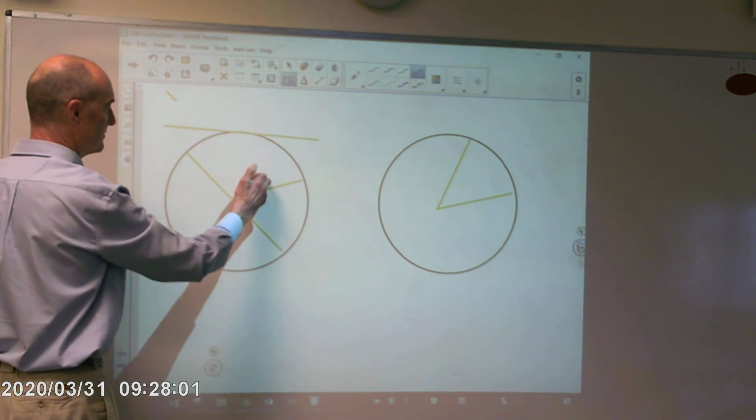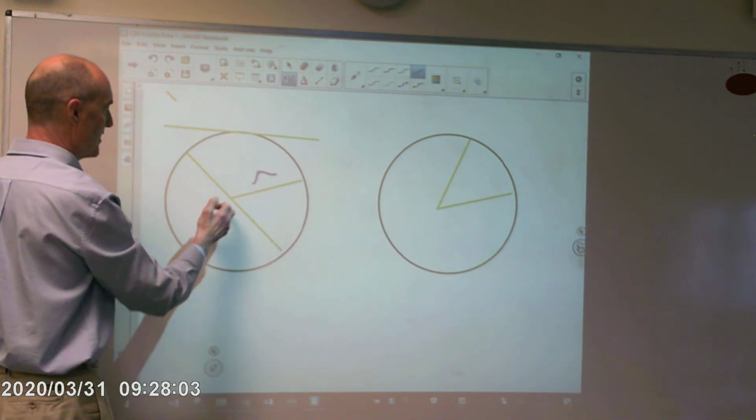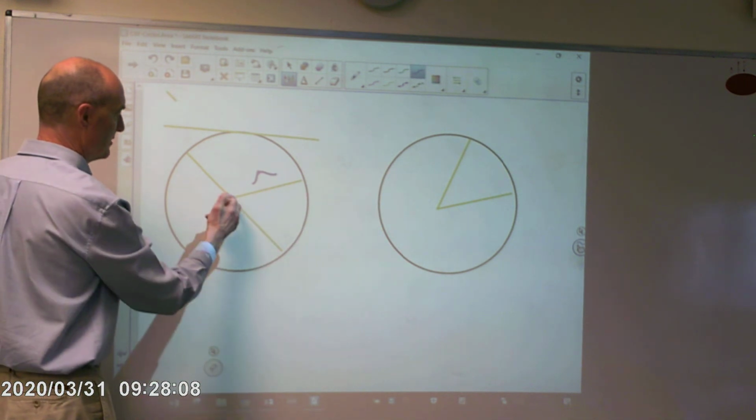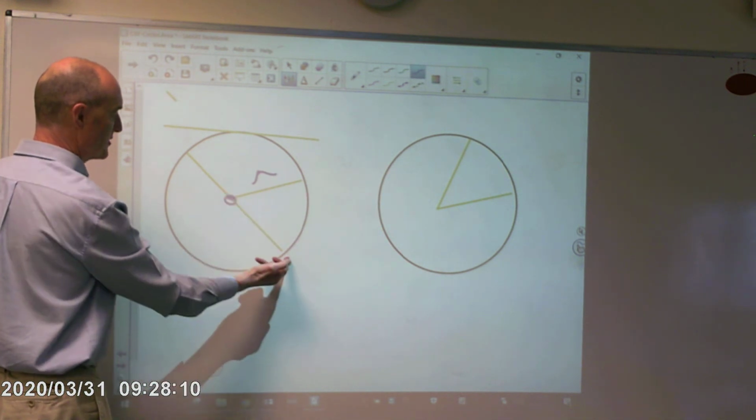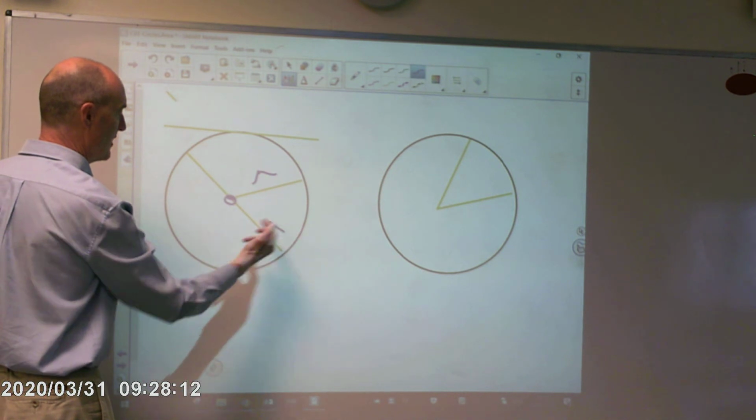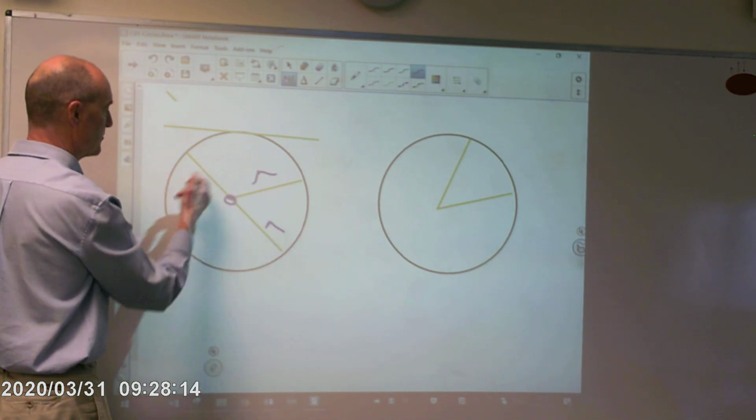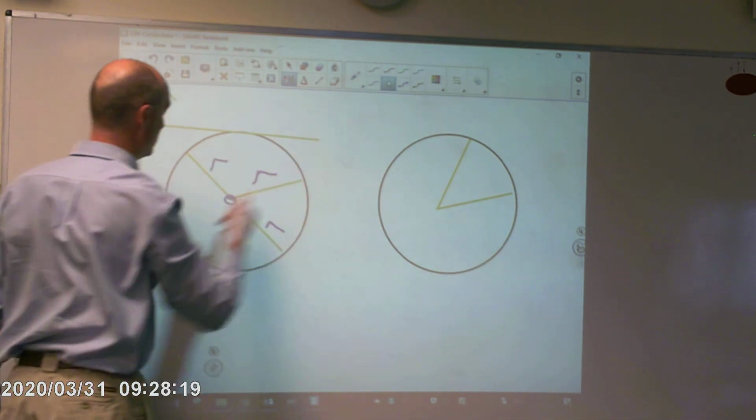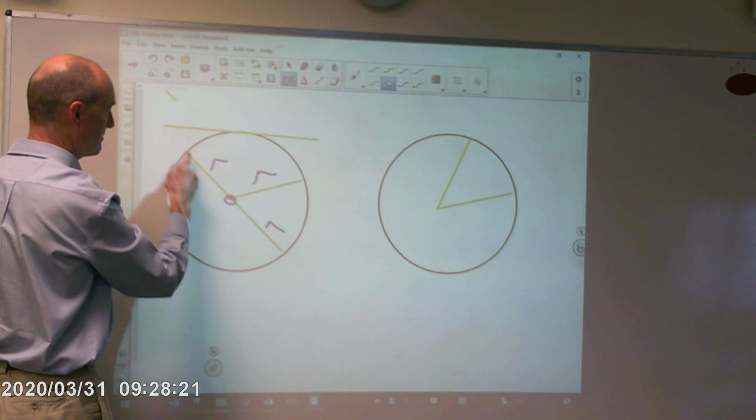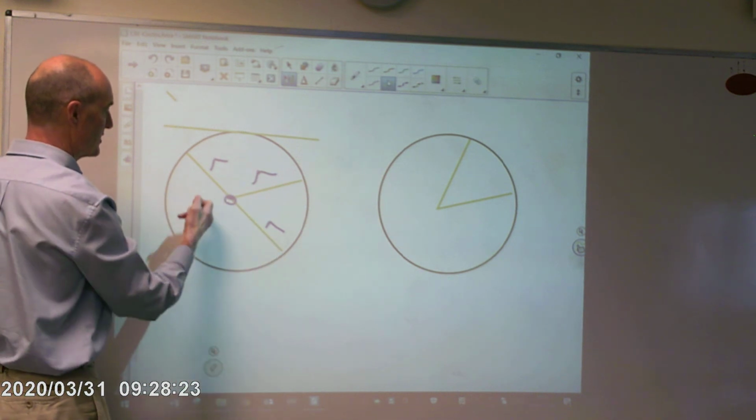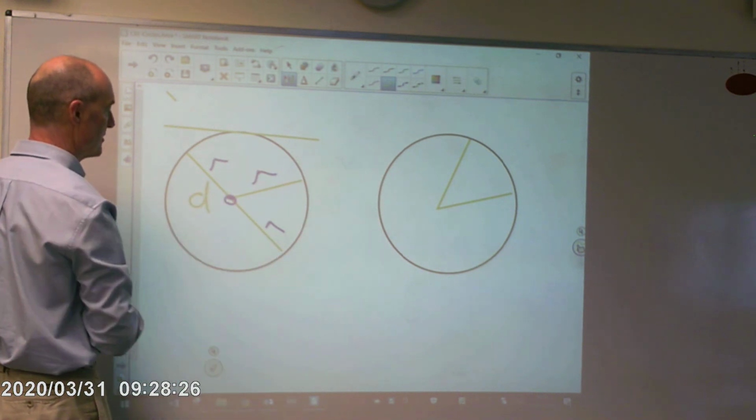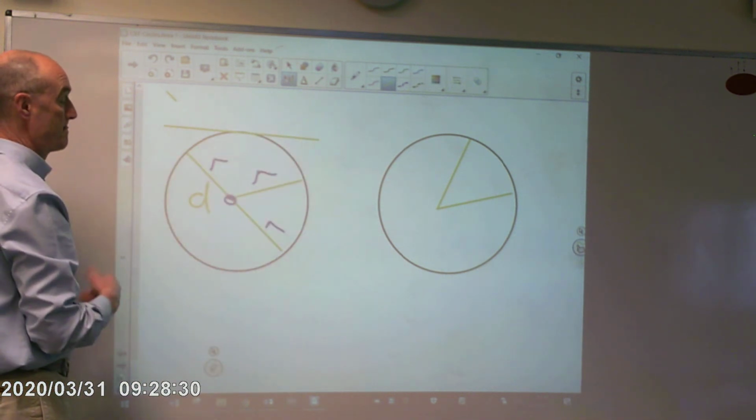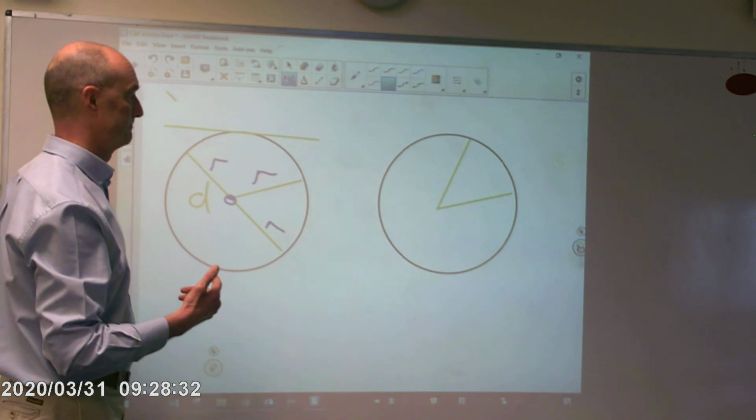Radius. It's a line going from the centre point to any point on the circumference. So from here, the centre point to the circumference is a radius. From here to any point on the circumference is a radius. The whole way across the circle through the centre point is the diameter. A line touching the edge of a circle is a tangent.